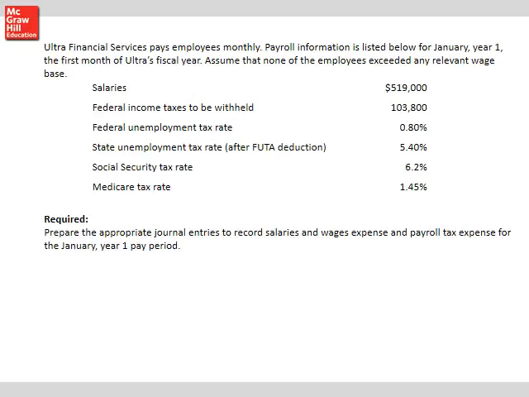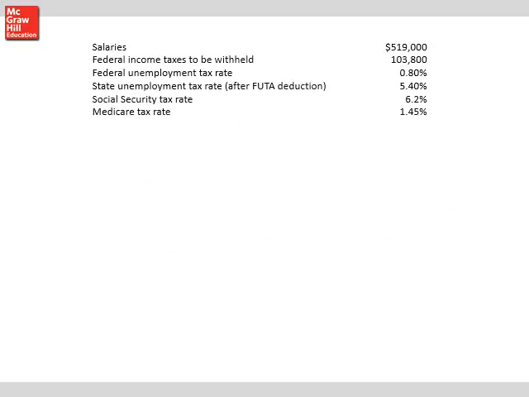And then there's the federal unemployment tax rate. That's actually low. It would be kind of difficult to believe that they didn't exceed that. I think it's only $9,000 on the federal unemployment. But this is a textbook problem. So we've got salaries of $519,000, federal income taxes withheld $103,800. The federal unemployment rate is 0.8%. The state unemployment rate is 5.4%. The Social Security tax rate is 6.2%, and the Medicare tax rate is 1.45%. And we need to prepare the appropriate journal entries for this.